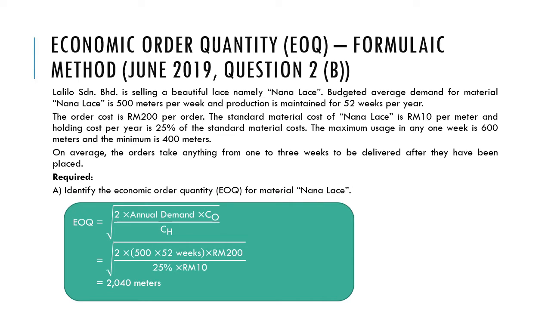The EOQ is 2040 meters. So it means that every time the company wants to order Nana lace, the size of order must be 2040, because that is the size that will give the company the lowest inventory cost.